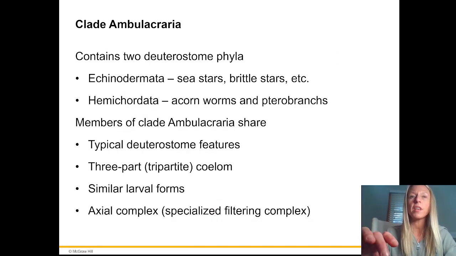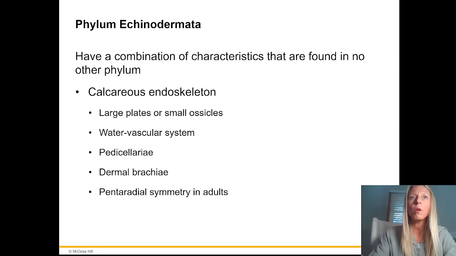So the echinoderms and the hemichordates are closely related, and they share typical deuterostome features: a three-part or tripartite coelom with 3 germ layers, similar larval forms, and a specialized filtering complex known as the axial complex. So that's a characteristic that you need to know.